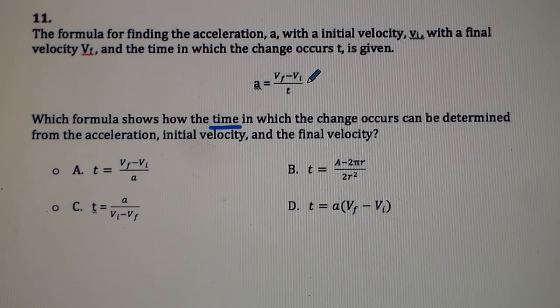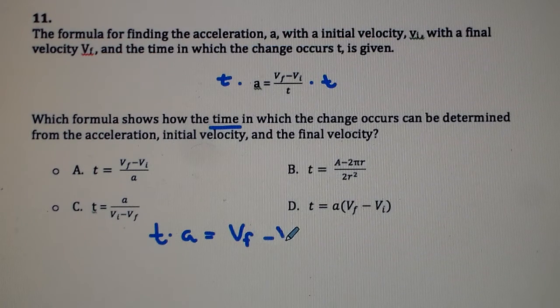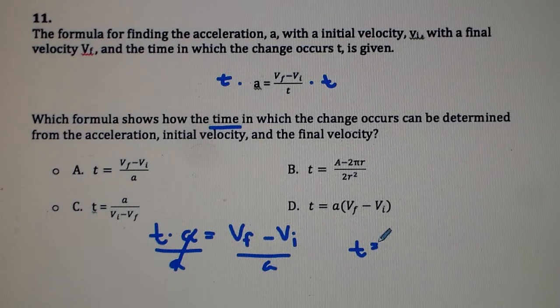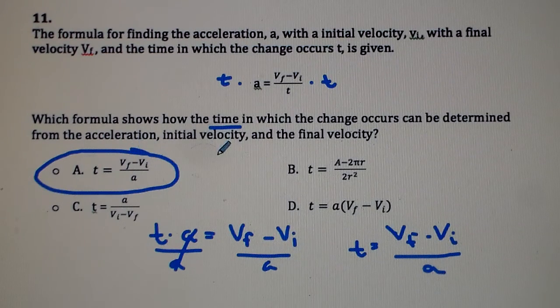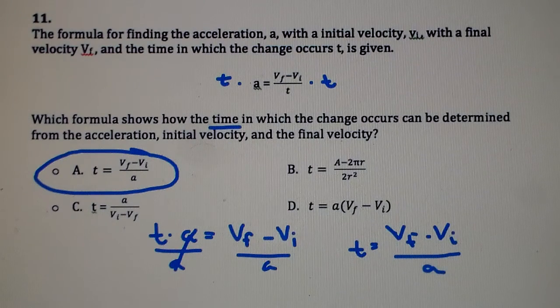So what we got to do, we got to multiply by t to both sides. So then we have t times a is equal to the final velocity minus the initial velocity. And then we got to get that a back down to the other side, so the opposite of times a is divide by a. Those a's cancel out. So we have t equals the final velocity minus the initial velocity over the acceleration. Which is option A.